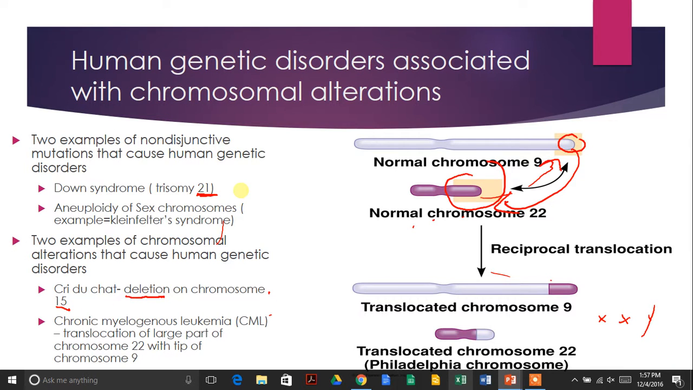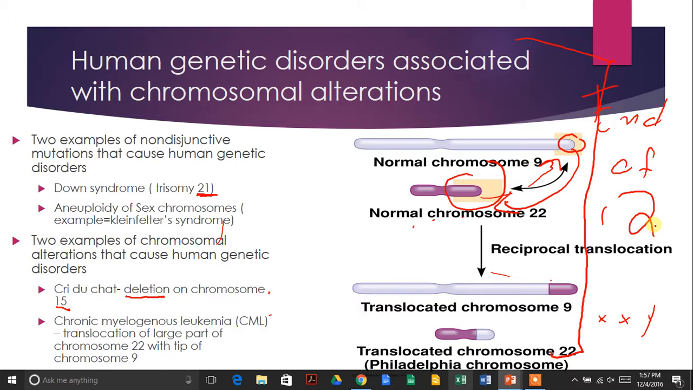Alright, so that's kind of the end of chapter 12. So now we're going on to chapter 13. This is talking about the structure of DNA, the molecular inheritance of DNA. So molecular inheritance through DNA.